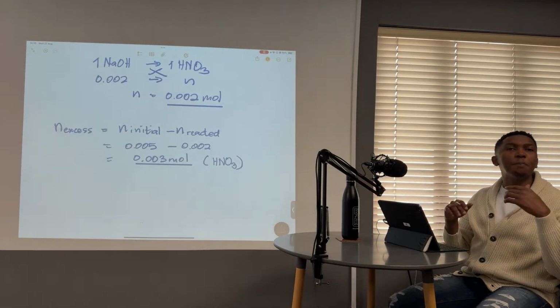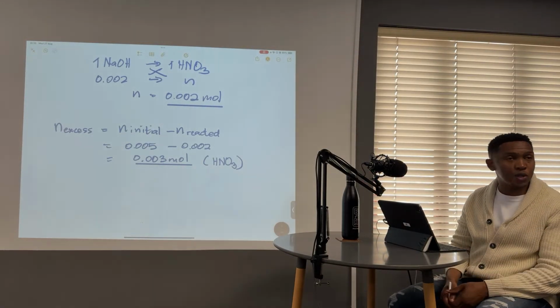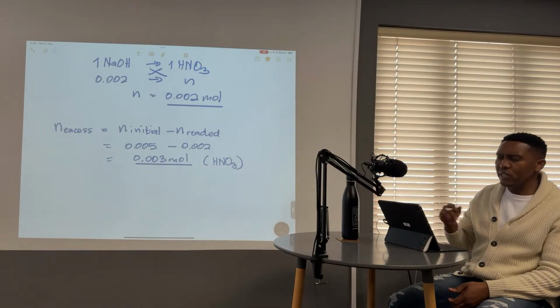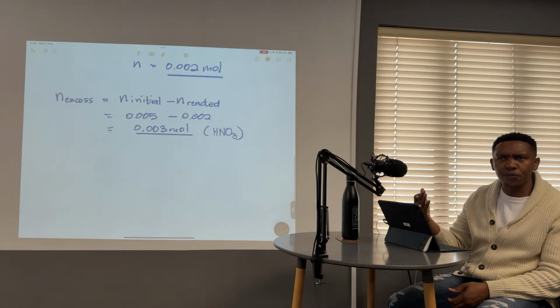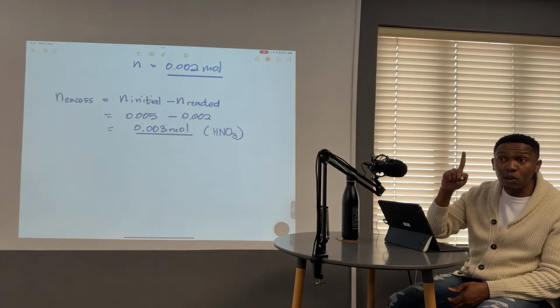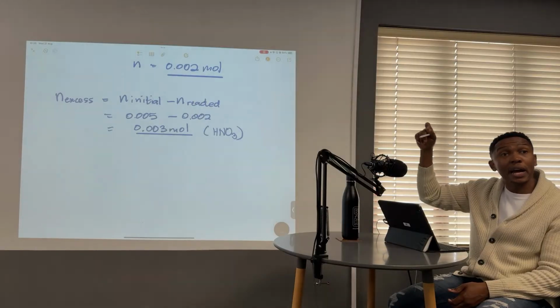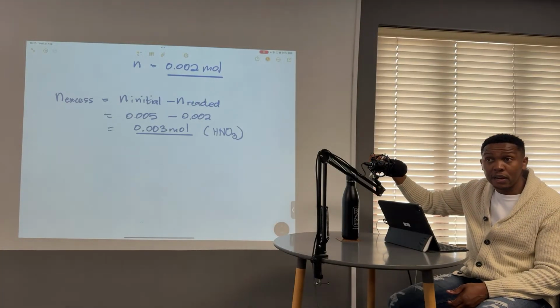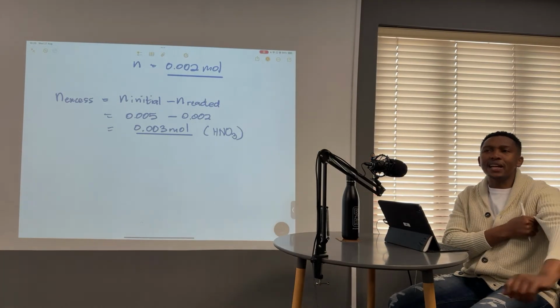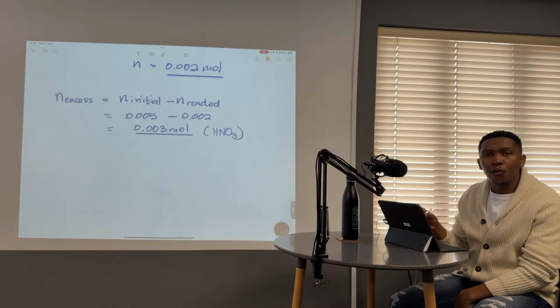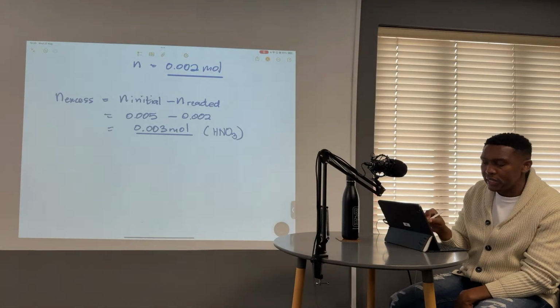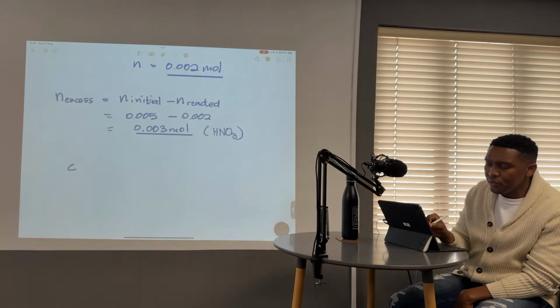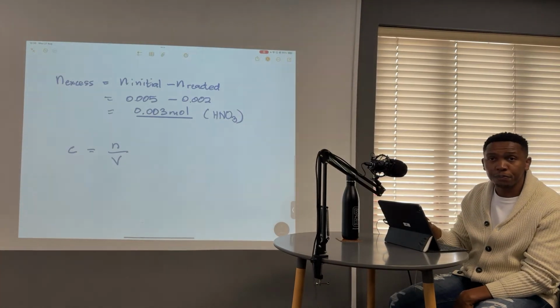So we are looking for the pH of the solution. You remember yesterday, what do we need for the pH of the solution? To calculate pH, I need the concentration of my hydronium ions. Now let's start with just the concentration of nitric acid in this case. So concentration would be number of moles divided by volume.